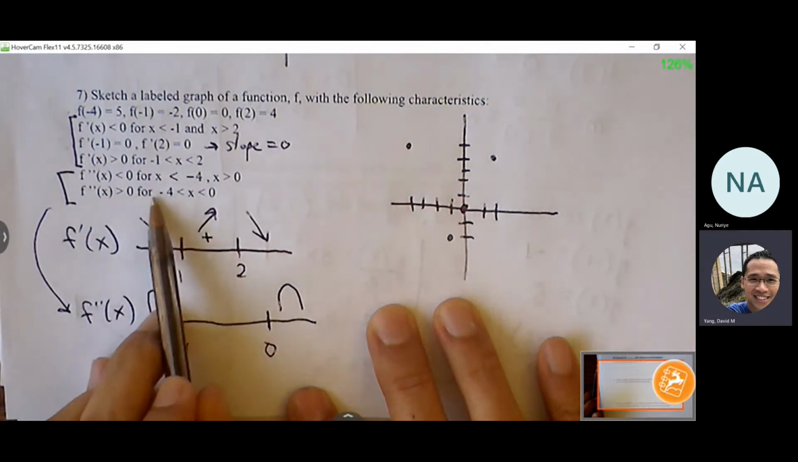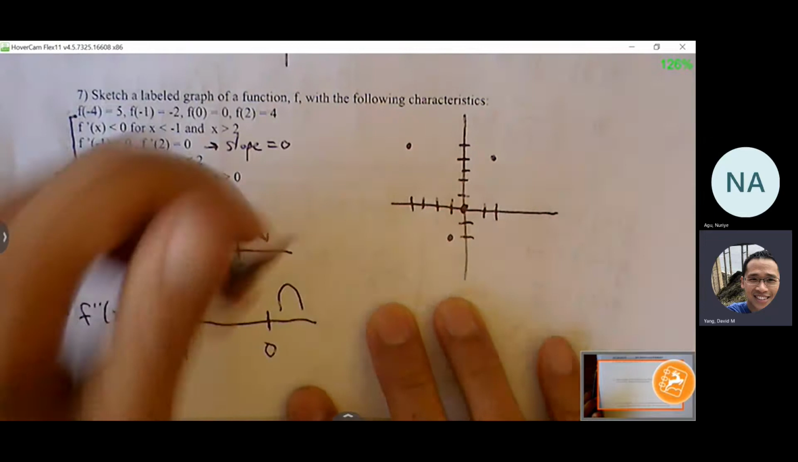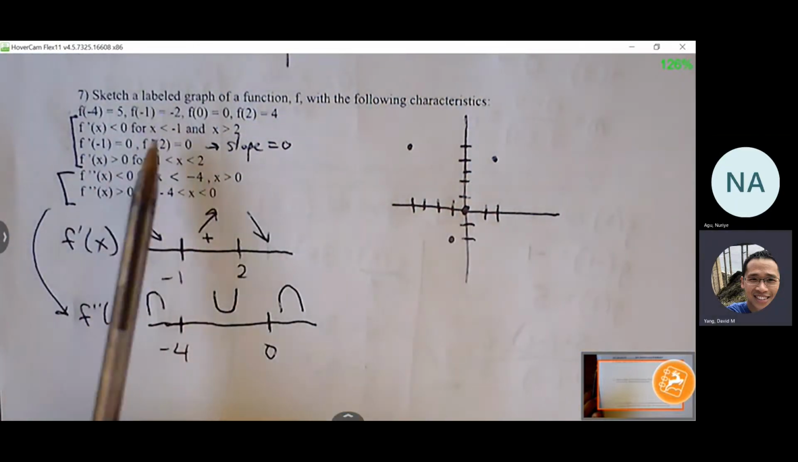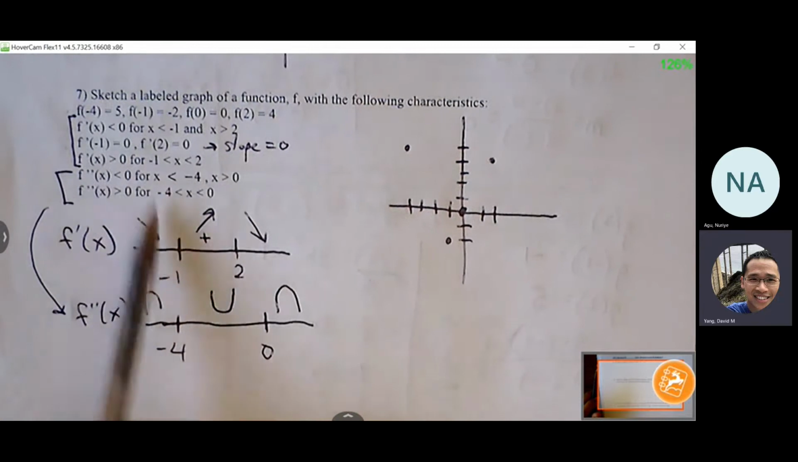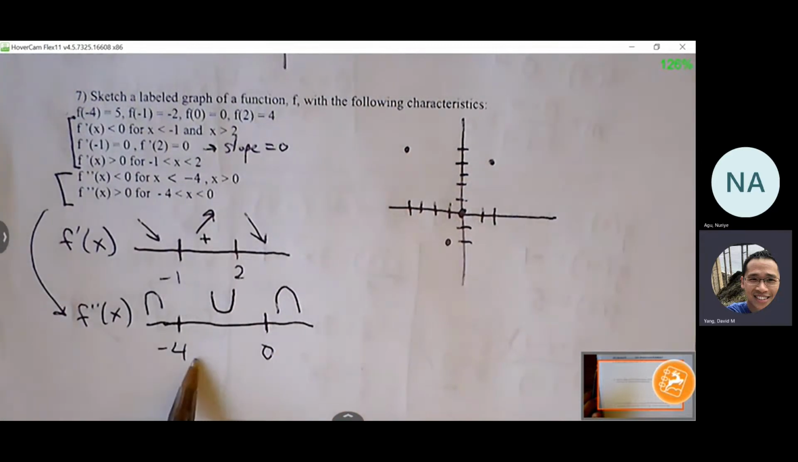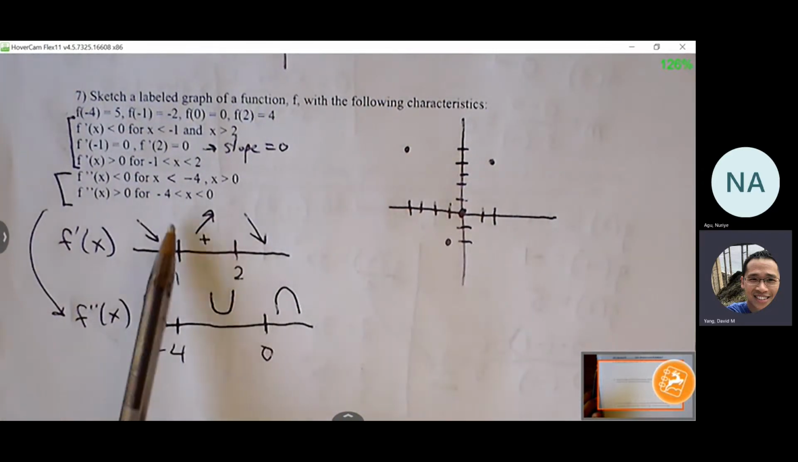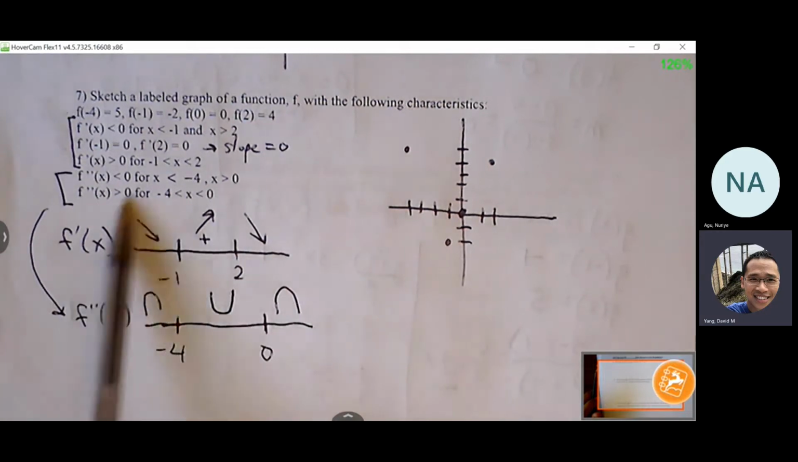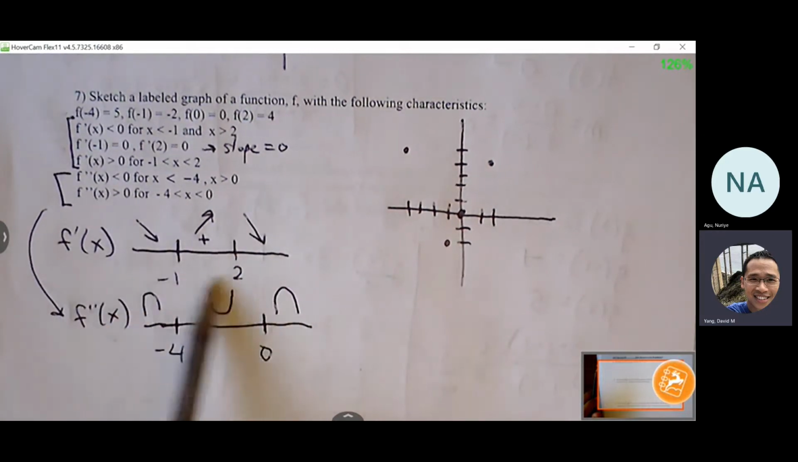F double prime is greater than 0 between negative 4 and 0, concave out. Okay, are we all comfortable taking these statements and putting it onto a sine line? Okay. Now, this feels daunting to have to do all this at once. Let's just break it into chunks.